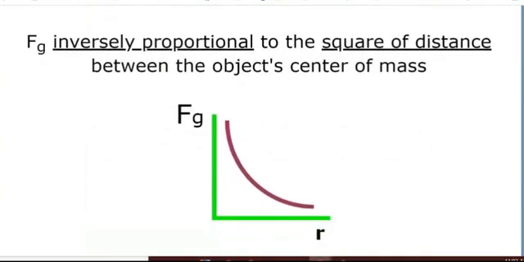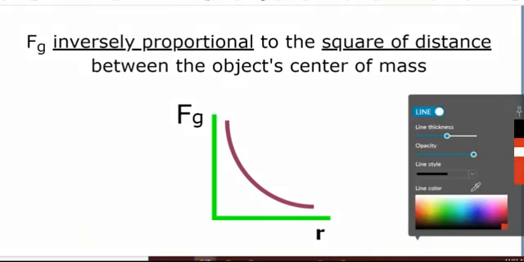F gravity is inversely proportional to the square of distance. Now here's a new relationship that you never saw: inverse square. It's your fourth and last relationship. And it looks like the inverse, doesn't it? Let's write that down. Looks like the inverse.